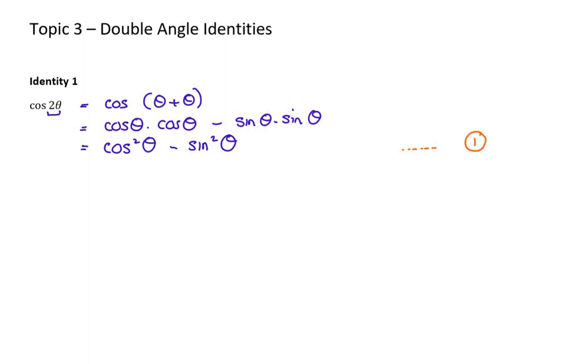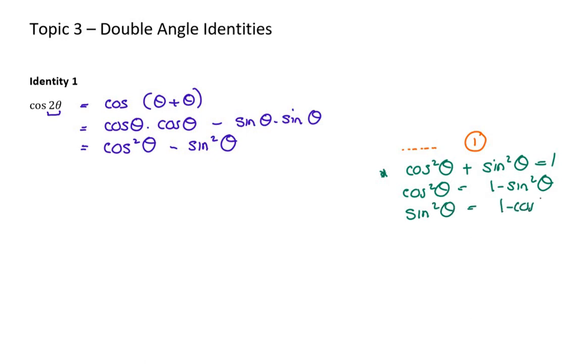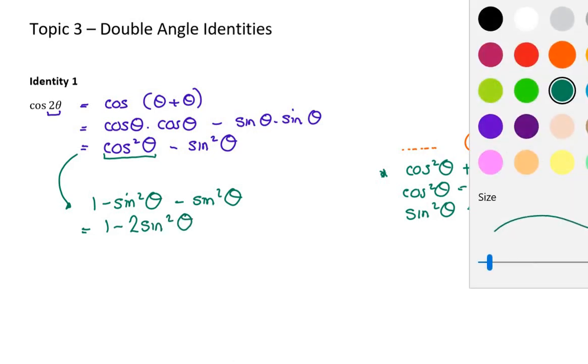Now we can keep morphing this into something else, because you will remember, and I mentioned this in the previous video, that cos squared plus sine squared equals 1. So if you want to replace cos squared, you can write cos squared theta as 1 minus sine squared theta, and vice versa. You can rewrite sine squared theta as 1 minus cos squared theta. So there are 2 ways that we can morph this. The first way is by replacing the cos squared with 1 minus sine squared theta, then minus another sine squared theta, which equals 1 minus 2 sine squared theta. So this is the second way that cos 2 theta can be rewritten.